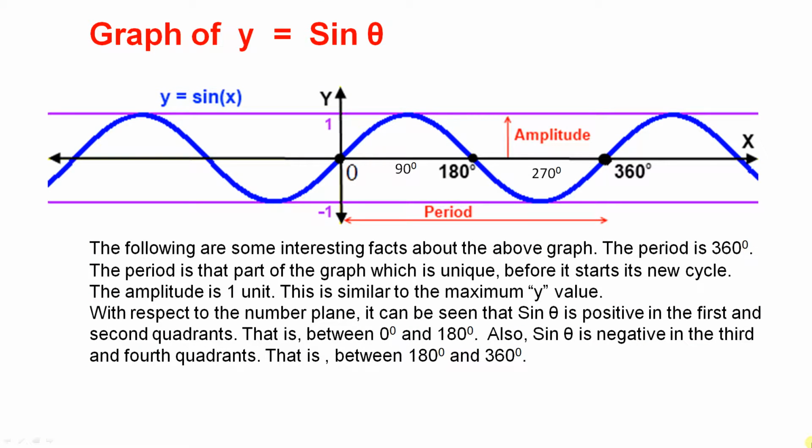The graph of y equals sine theta. The following are some interesting facts about the above graph. The period is 360 degrees. The period is that part of the graph which is unique before it starts its new cycle. So sine theta starts here, it goes up there, down here, and to 360 degrees, and that's the first cycle before it starts the new one. So that's why the period is 360 degrees.